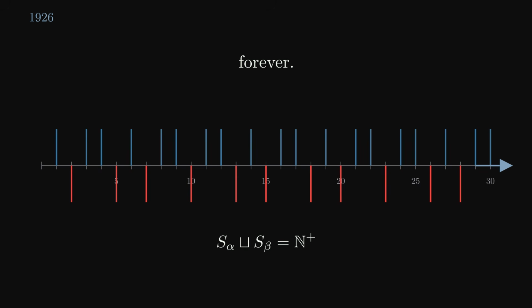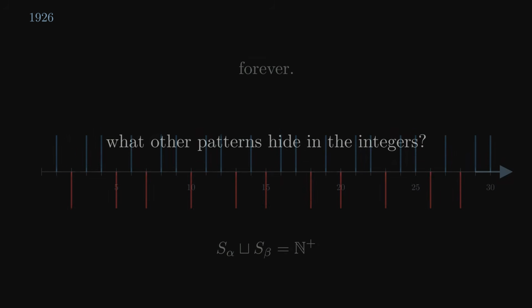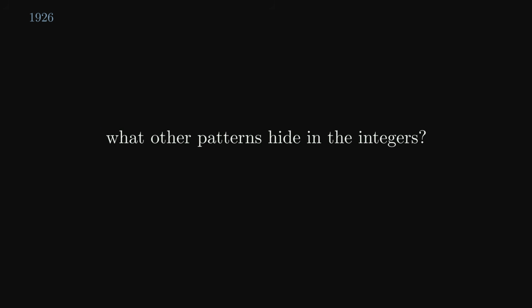The integers have many such hidden structures, patterns waiting to be discovered, partitions waiting to be defined, sequences waiting to be enumerated. Beatty's theorem is one of the simplest. It is also one of the most beautiful. What other patterns hide in the integers, waiting for an irrational to reveal them?